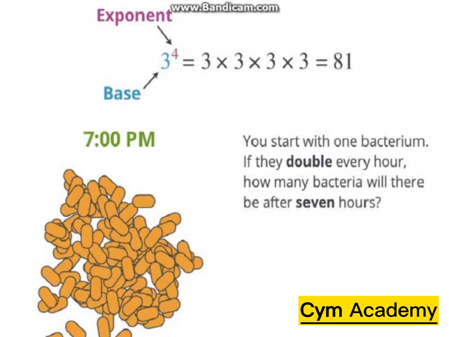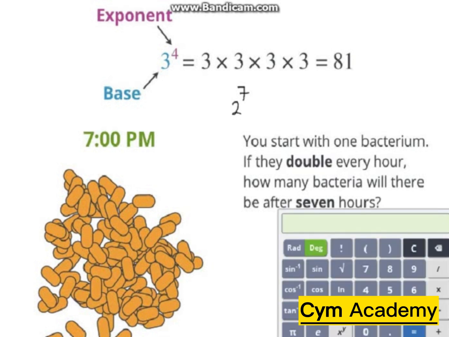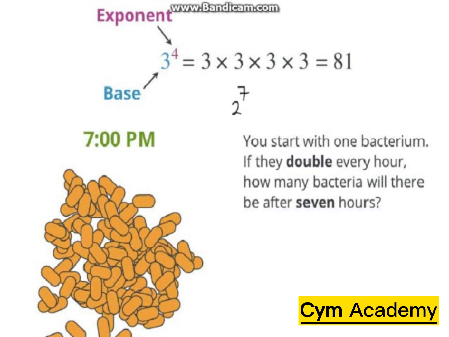After 7 hours, we'll have 2 to the 7th bacteria. How many is that? We can evaluate 2 to the 7th using our calculator. 2 raised to the 7th power is 128. So after 7 hours, there'll be 128 bacteria. Precisely, after 7 hours, there are 2 to the 7th, or 128, bacteria.